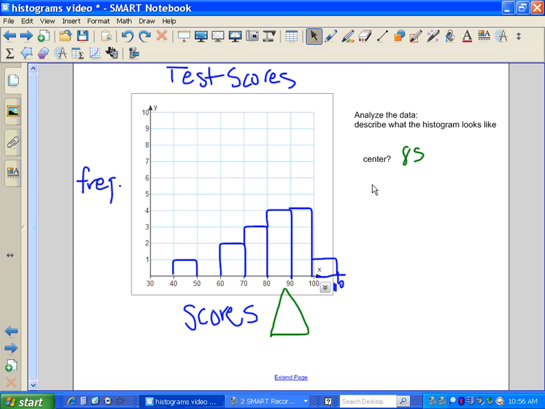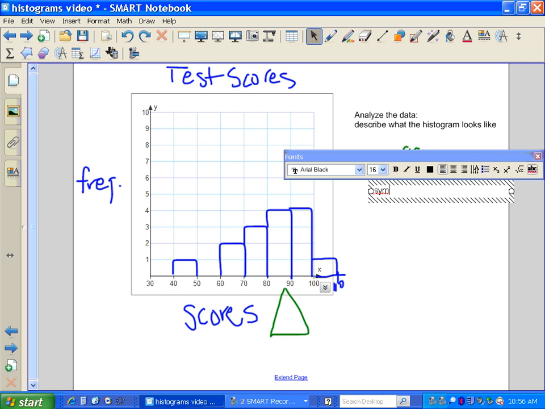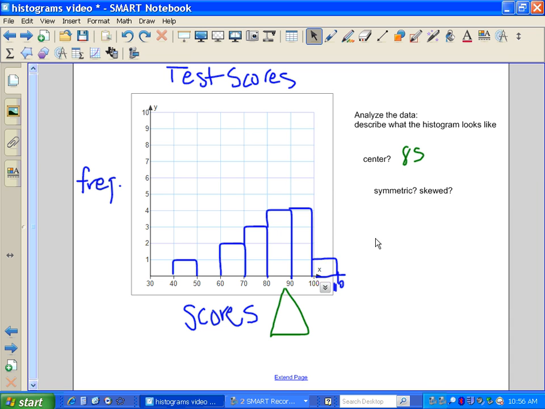Okay. We also want to see which way the data is tilting, in terms of whether it is symmetric or skewed. Well, symmetric means even on both sides. Skewed would mean it has a tail one way or the other. In this case, we have a tail to the left, so it's skewed to the left. We are going to work on describing this data more in class.